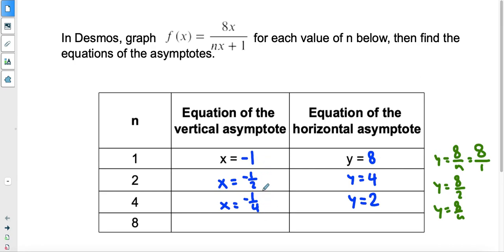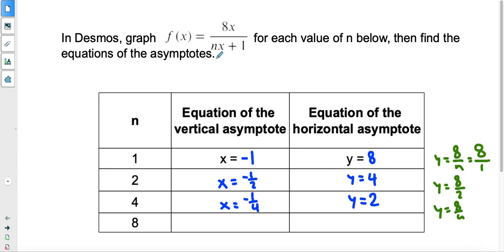The vertical asymptote, on the other hand, represents the value of x that makes the denominator equal to 0 in my equation. Right? Because when n is equal to 1, the value of x that makes the denominator equal to 0 is x is equal to negative 1. When n is 2, the value of x that makes the denominator equal to 0 is negative 1 half, and so on.